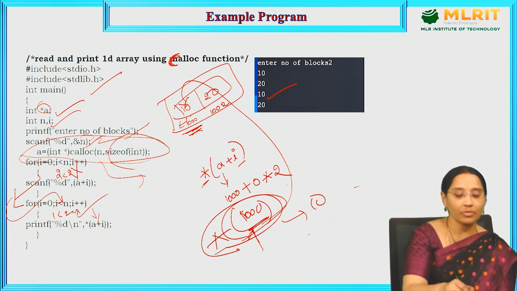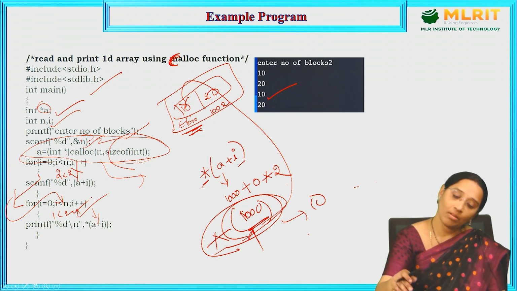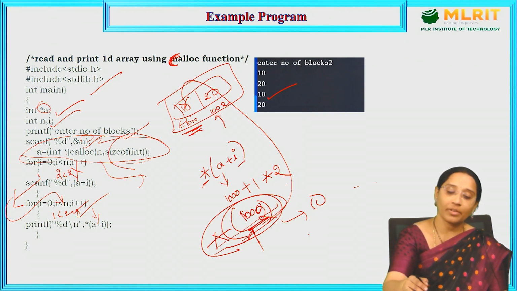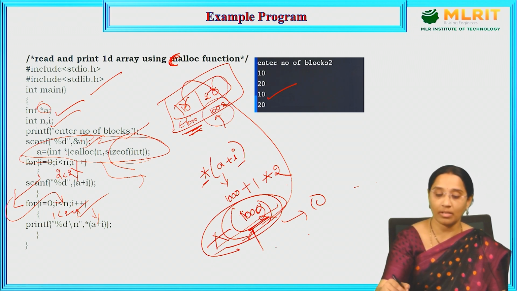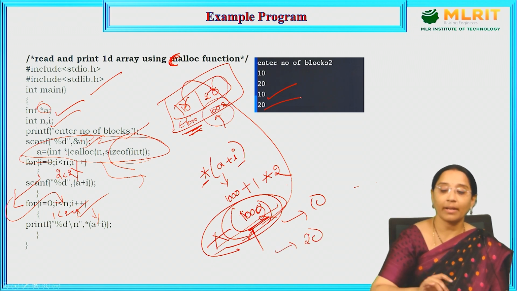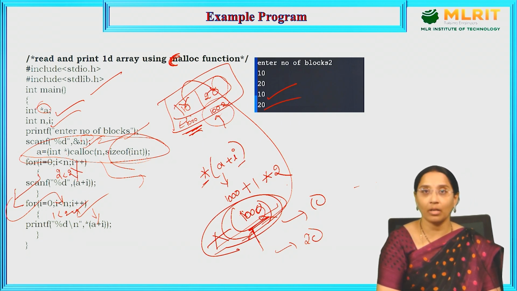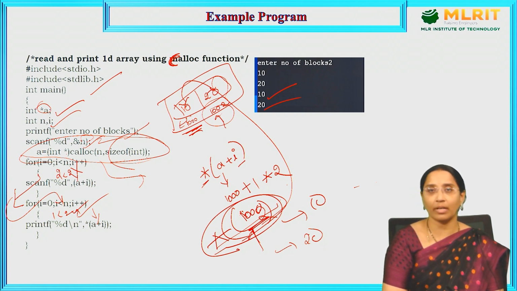1 less than 2, condition true. Star of, now the i value is 1: 1000 plus 1 into 2, which is 1002. Star of 1002 means the value at the 1002 address location, which is 20. So 10 and 20 will be printed on your screen. Like that you can allocate as many data values as you want. You can take n values, 5, 10, 20, depending on your choice and your data.